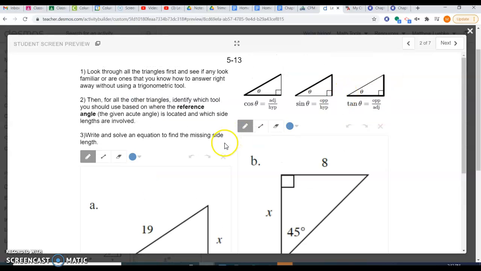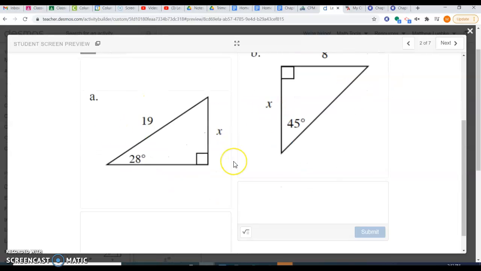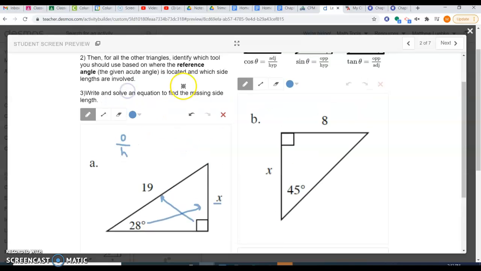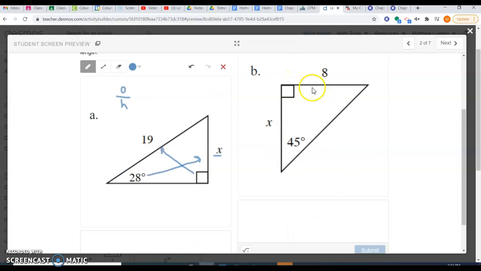So we're looking at these triangles in A and B, and we're asking which one should we use? Well, I have a 28-degree angle. That's the angle I'm going to use. Across from that 28-degree angle is my opposite side, called x, and I have a hypotenuse, and I know it's the hypotenuse because it's across from my 90, and it is 19. So I know I have opposite and hypotenuse. Opposite and hypotenuse tells me it's a sine problem.